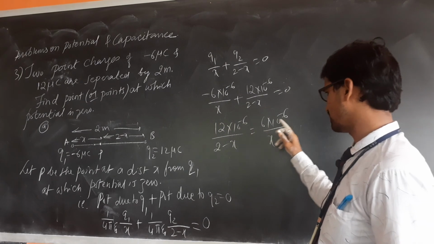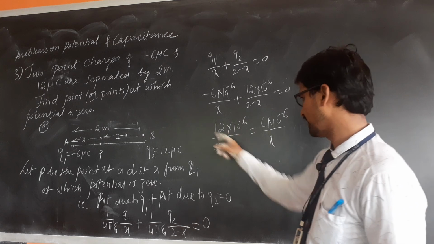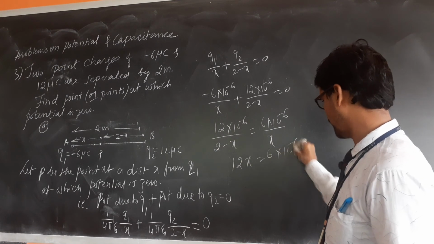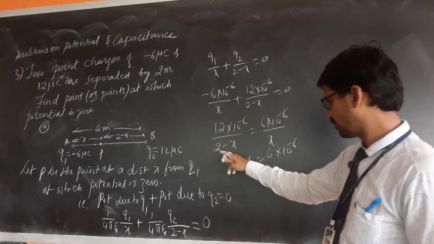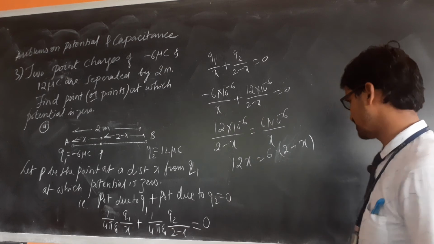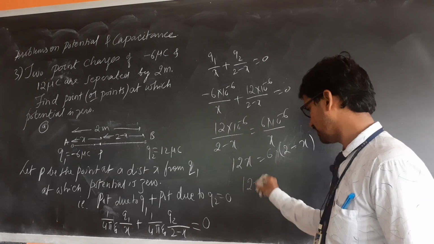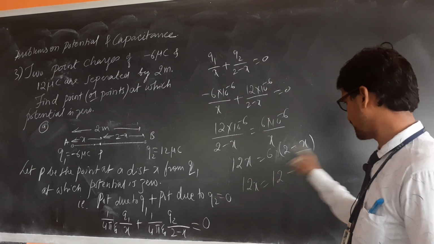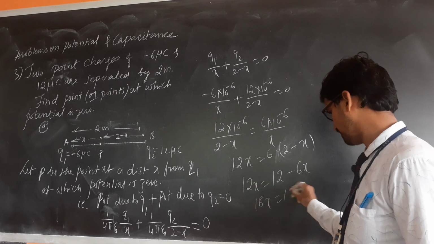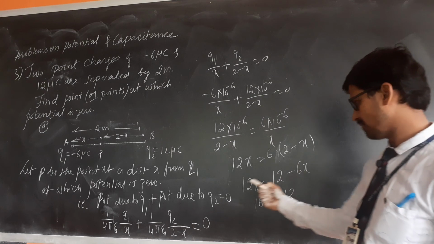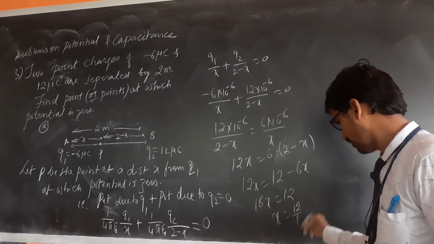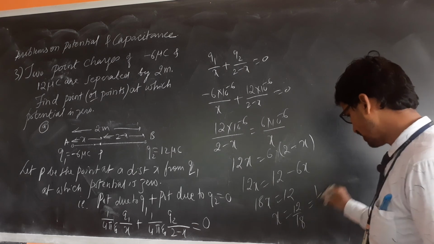Let us solve it properly. Cross multiplying, 12x must be equal to 6 into 10 raised to minus 6 times 2 minus x. The 10 raised to minus 6 cancels all the way. So 12x is equal to 6 twos are 12 minus 6x. Taking minus 6x here, 18x is 12. Minus 6 comes to plus 6, so 6 plus 12, 18x implies x is equal to 12 upon 18.